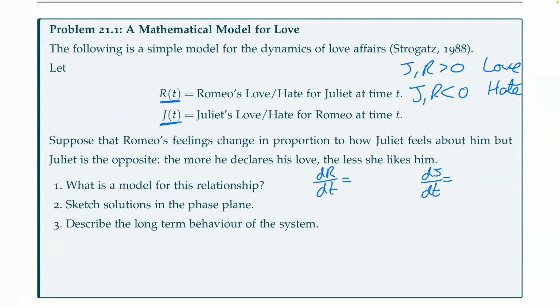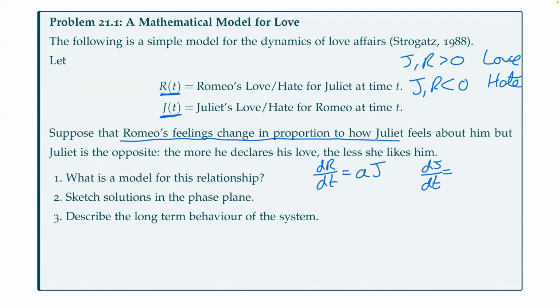And we're told that Romeo's feelings change in proportion to how Juliet feels. So what does that proportion mean? Well, we don't know what the proportion is, like how much they change, but we can say there's some positive constant A times J. So however strong Juliet's feelings are, there's some proportional change in Romeo's feelings, okay? So if she loves him, he loves her more. If she hates him, he hates her more.